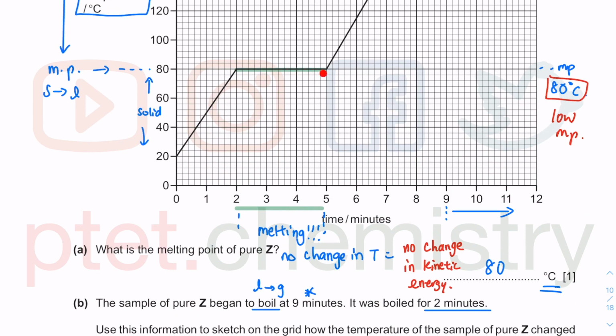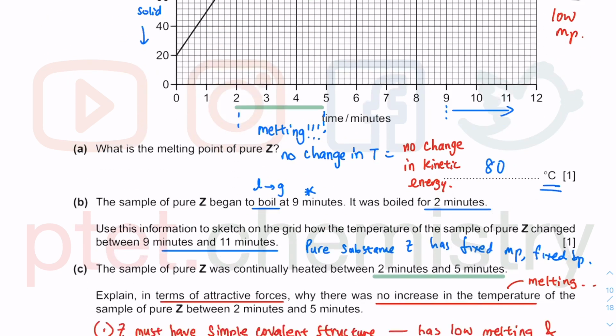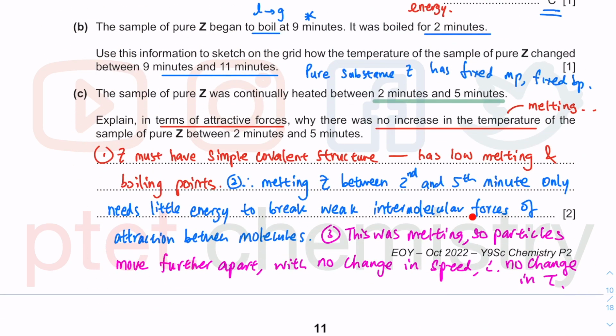Their speed will remain constant because there is no change in kinetic energy, as there is no change in temperature. The heat energy that you supply is then used to break the weak intermolecular forces of attraction between the molecules. Because you have a simple covalent structure, melting point and boiling point are to do with structure and also bonding.